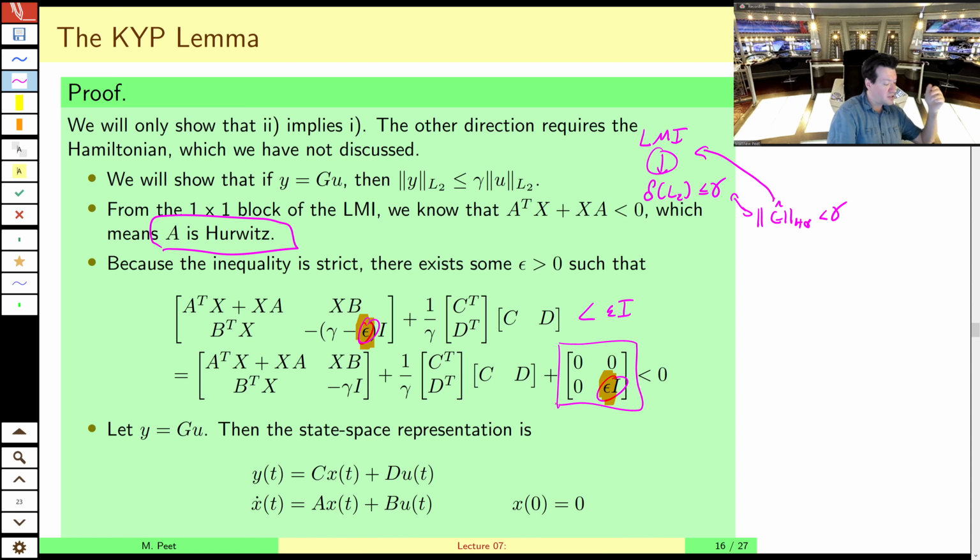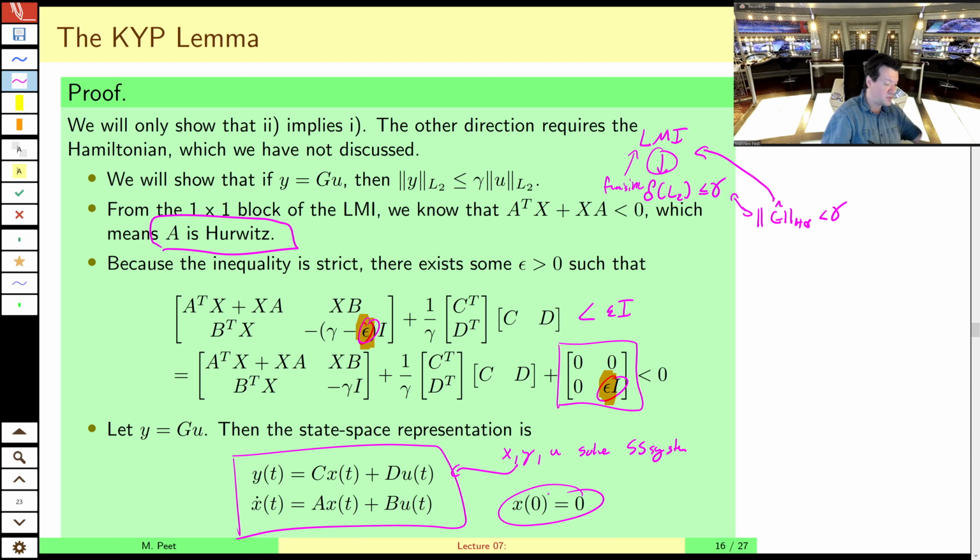All right. So now we assume that the LMI is feasible. There exists some X. And now suppose that x, y, and u are a solution to the state space system, so that they satisfy these equality constraints. x of 0, of course, we assume to be 0.